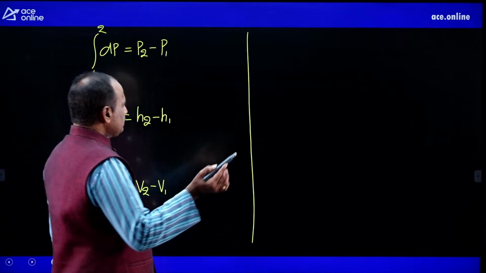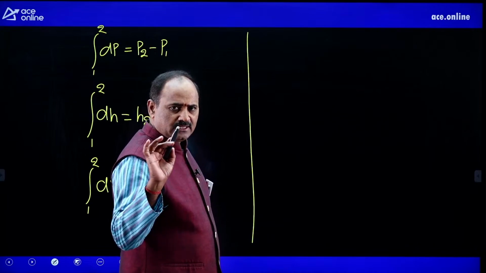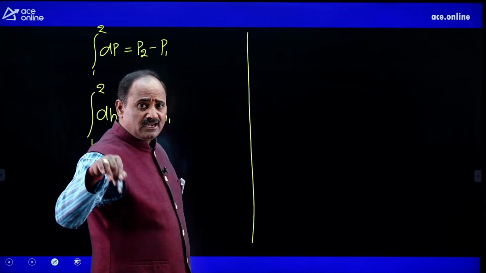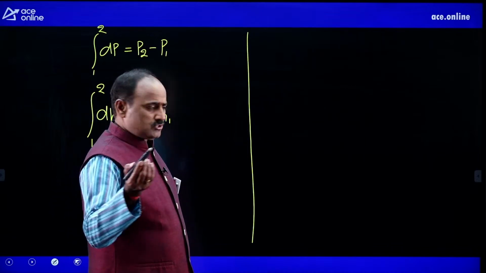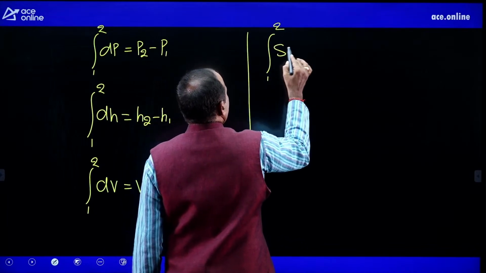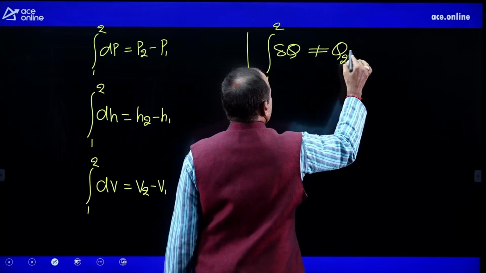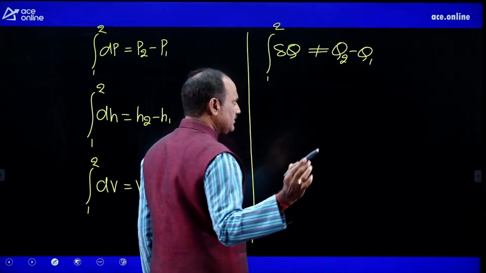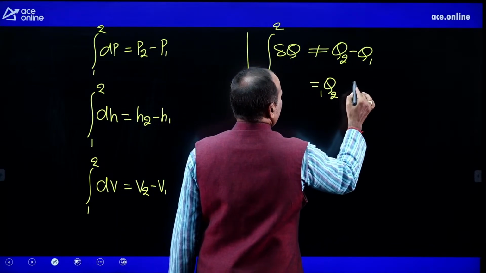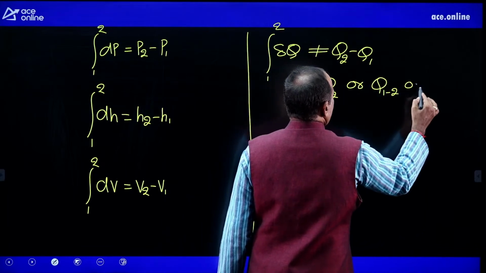But path function quantities cannot be written by their difference. Path function quantities cannot be written by their difference because these are depending on the route followed by the process. Therefore, integral 1 to 2 del q should not be written as q2 minus q1. You should not write like this, but it can be written as either q1-2 or simply q.